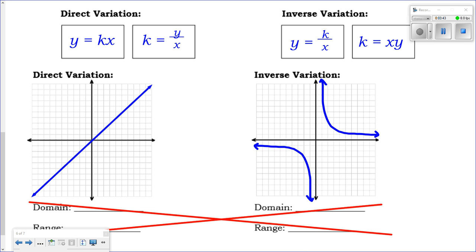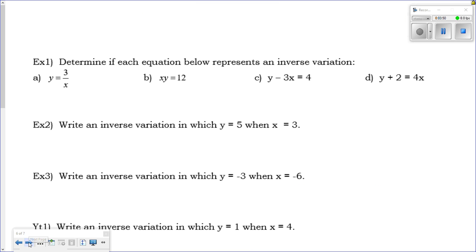All right, on the next page we have some examples. So example 1, determine if each equation is an inverse variation. So we're just looking at the equations. So we either want y equals a number over x, or we want x times y equals a number. So if you look at the first one, that is an inverse variation because it's a number divided by x.